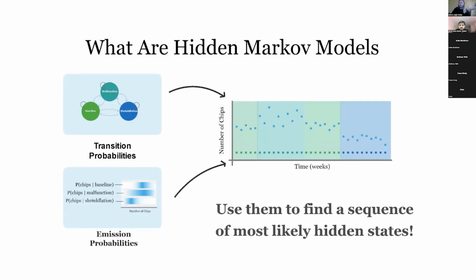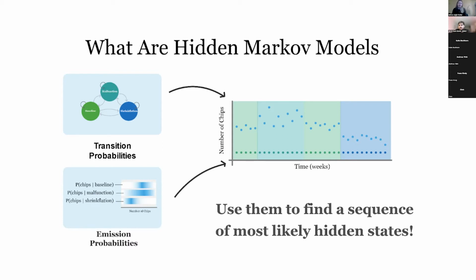So a hidden Markov model is really taking these two ideas, and as Katie said, also an initial probability. So you might start out with some probability of being in the baseline or broken or shrinkflation, and saying, can I use this to find the most likely sequence of hidden states? I would just like to say for a second, I'm actually just talking about one application of hidden Markov models. This is not the only way that they can be used, but it's the most common way that I think people learn about them and learn about how they're useful.